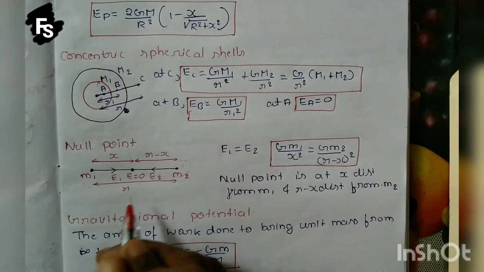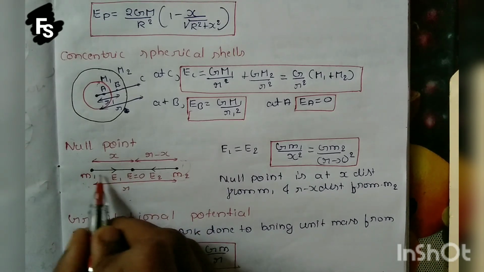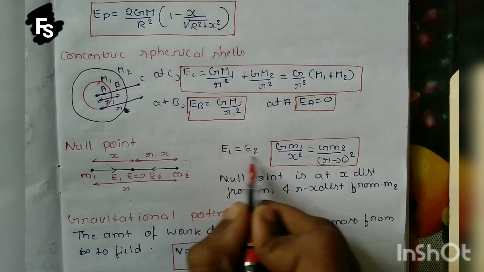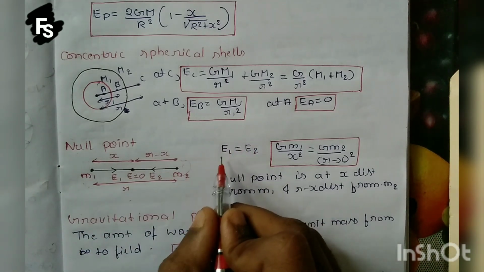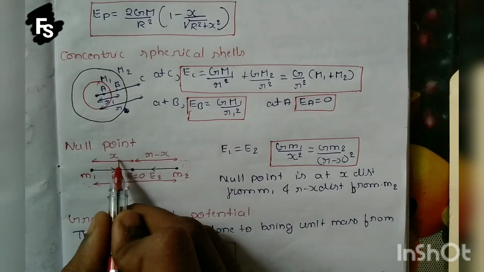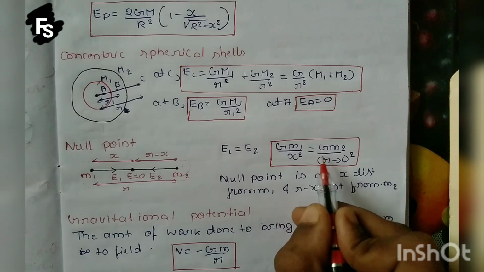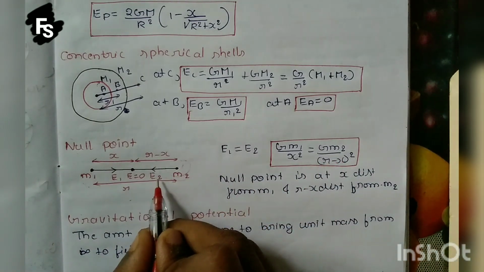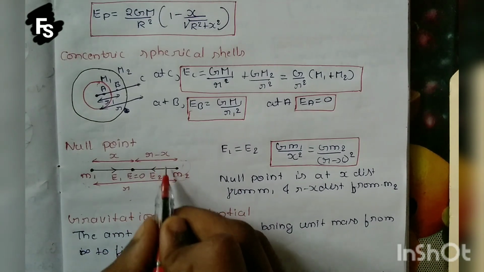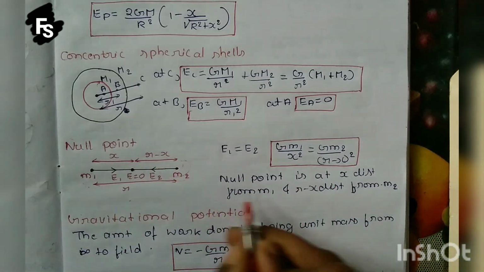And what is the formula to find it? Here, it should be 0, which means E1 is equal to E2. See here, E1 must be equal to E2. Then E1 is what? Gm1 by x square, where x is the distance, is equal to Gm2 by r minus x square. This is r minus x. See, this is r, so this is r minus x square.